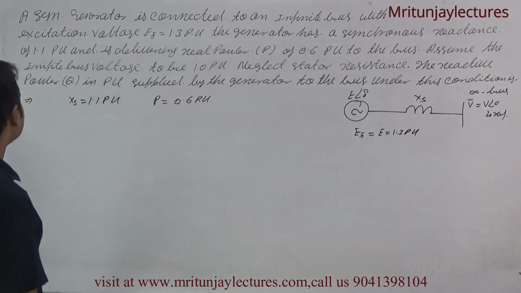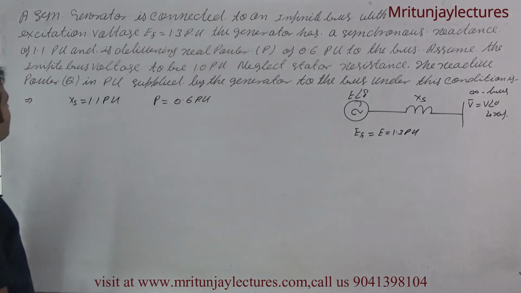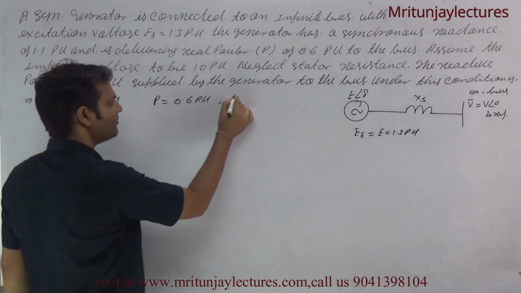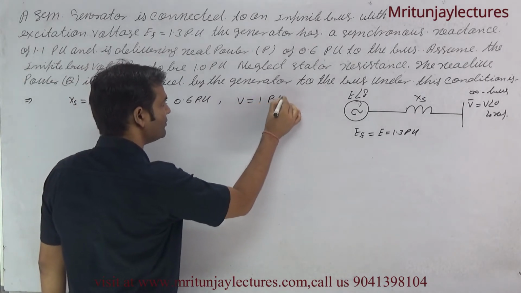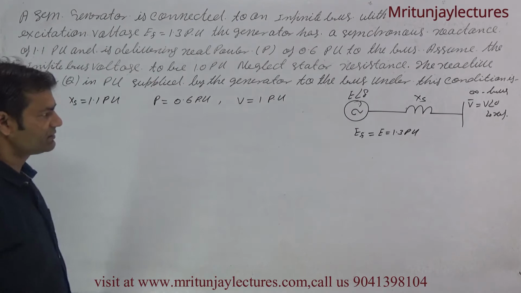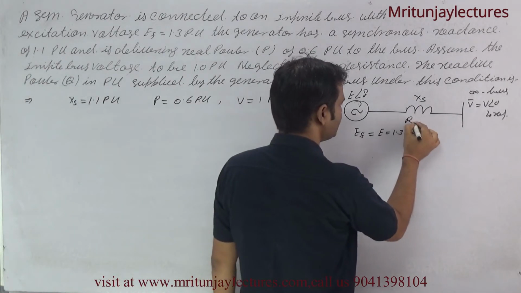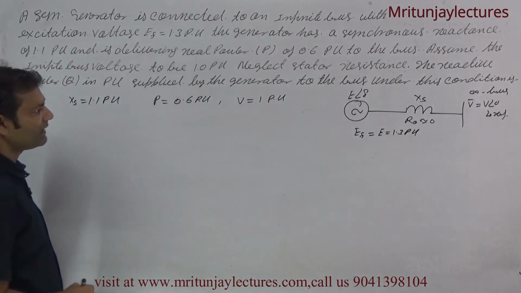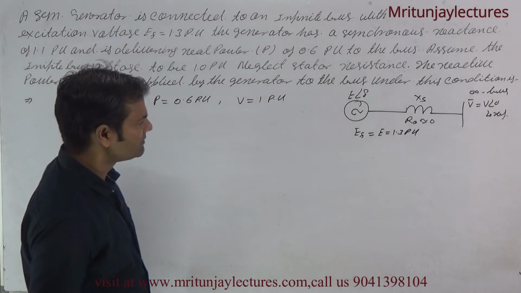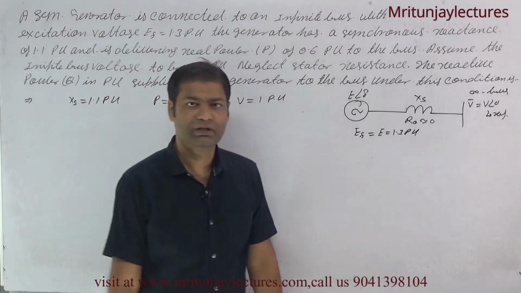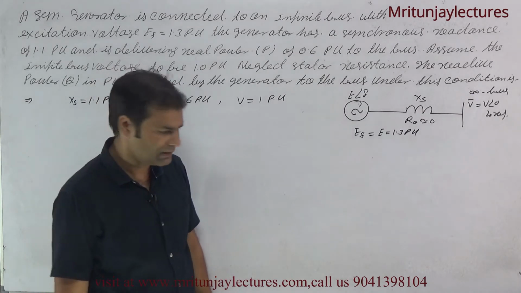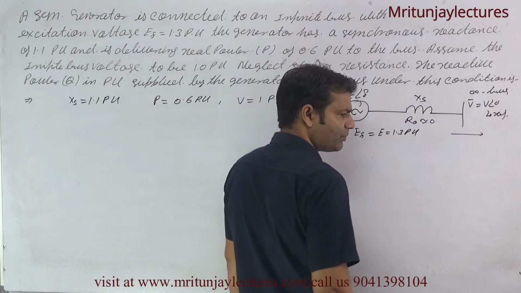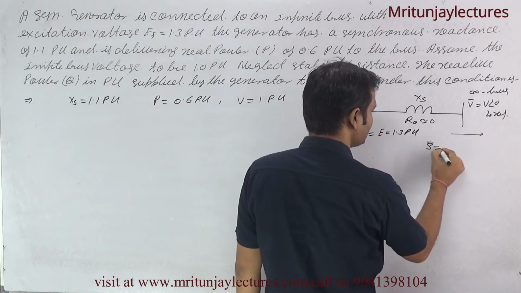Clear? To the bus. Assume the infinite bus voltage to be 1 pu. It means V in magnitude is 1 pu. Clear? Neglect stator resistance, Ra is equal to 0. The reactive power Q in pu supplied by the generator to the bus under this condition. Our motto is to determine Q. I know that the electrical output power of the generator is equal to P plus jQ.